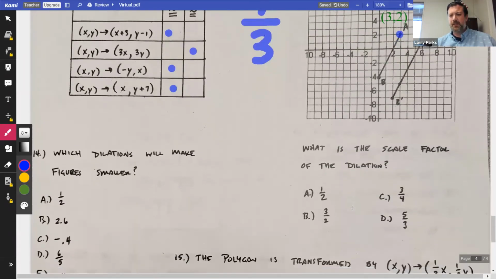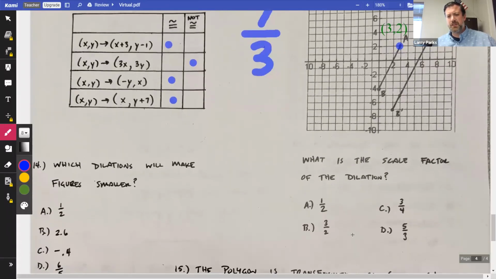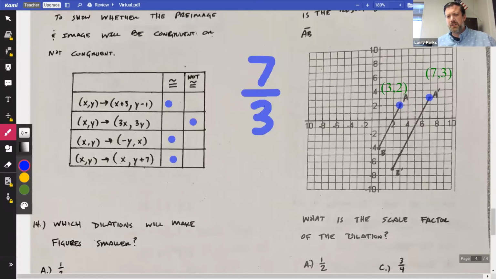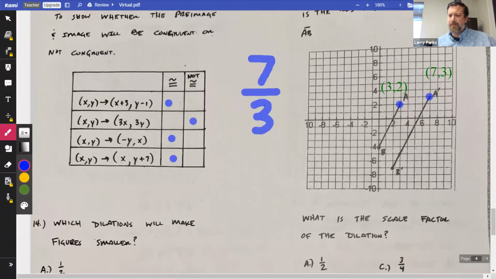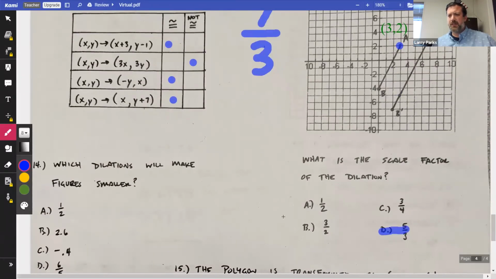I think I might be missing one. I don't think it's 5/3. I think it's 7/3. Unless I'm doing something wrong. Let's see. 3 times what is 7? 3 times 7/3. Yeah, 3 times 7/3 is 7. So that should be 7/3. I'm pretty sure that's supposed to say 7/3. Okay.